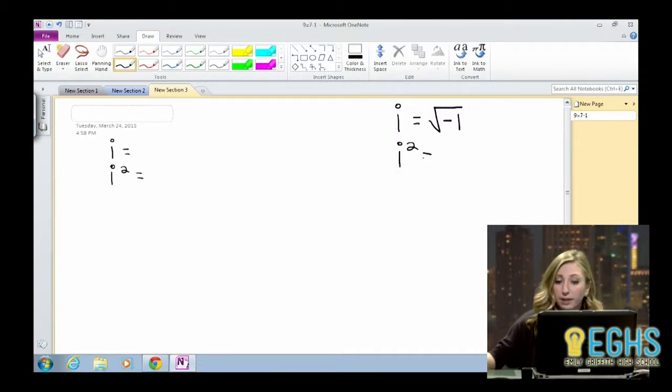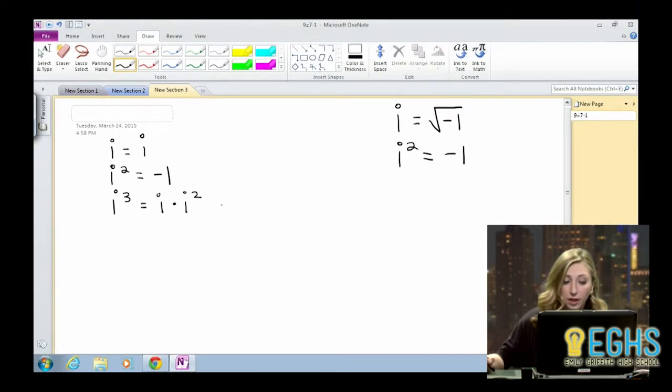So if we have i squared, it's going to be the square root of -1 squared, and squaring something undoes a square root. And so i squared is going to be equal to -1. So i is just i. And then i squared is equal to -1. And then i to the third power is the same thing as i to the first power times i squared, which i to the first power is just i, and i squared is -1. So really when we simplify it, it's -i.